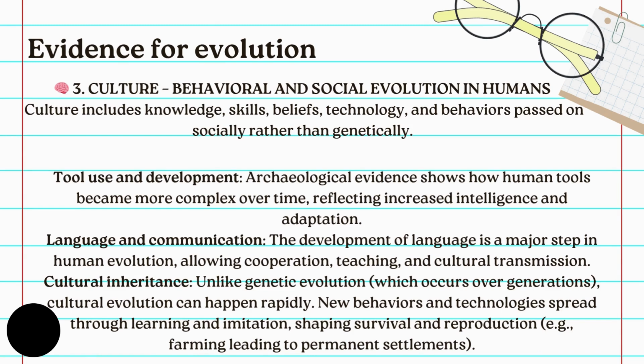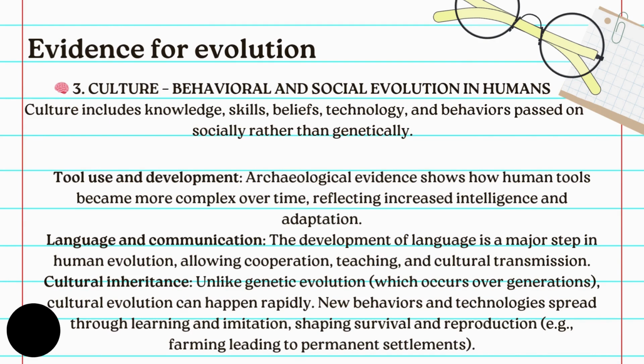Language and communication. The development of language is a major step in human evolution, allowing cooperation, teaching, and cultural transmission. We know through fossils and other things, like when people go to caves, they can see drawings on the walls. Even though maybe there was not verbal communication or writing before, this shows there was some form of communication, and this is where what we're doing now comes from and how it grew from there. And then there's cultural inheritance.